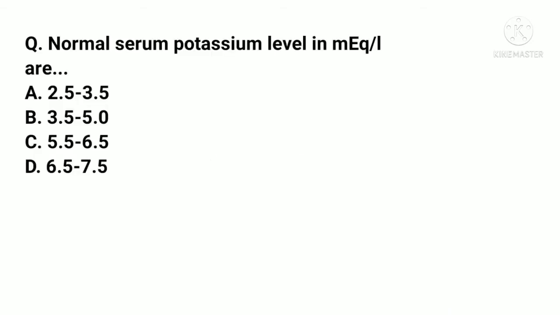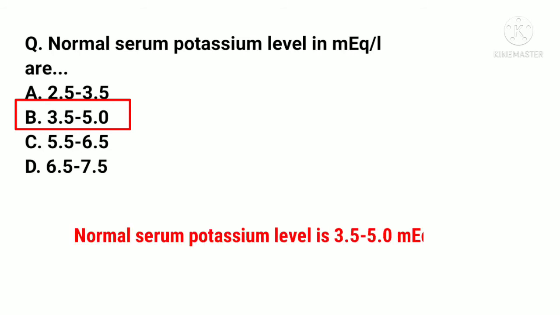Normal serum potassium level in milliequivalent per liter is A. 2.5 to 3.5, B. 3.5 to 5.0, C. 5.5 to 6.5, D. 6.5 to 7.5. And the correct answer is B. 3.5 to 5.0. Normal potassium level is 3.5 to 5.0 milliequivalent per liter.